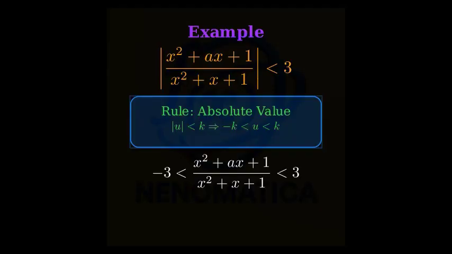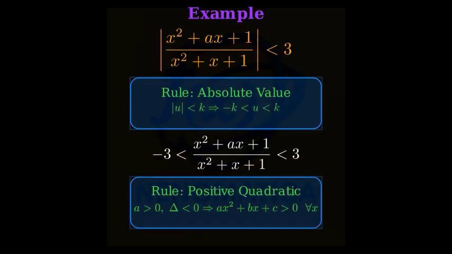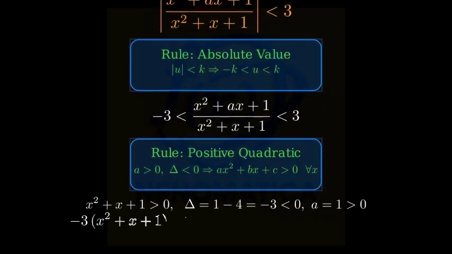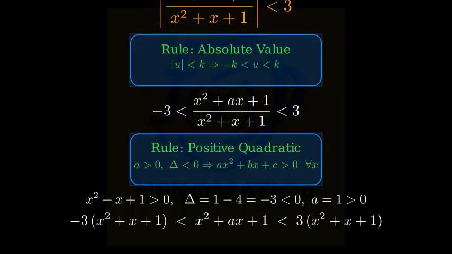Step 2. Check the denominator. We will show that x squared plus x plus 1 is always positive, so multiplying the inequality by it preserves the direction. For a quadratic ax squared plus bx plus c with a positive and discriminant less than 0, the quadratic is always positive. Here, a is 1 and the discriminant is 1 minus 4, which is negative 3, so the denominator is positive for all real x. Therefore, we can safely multiply through to get a pair of inequalities without the denominator.